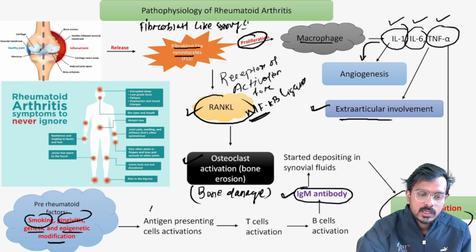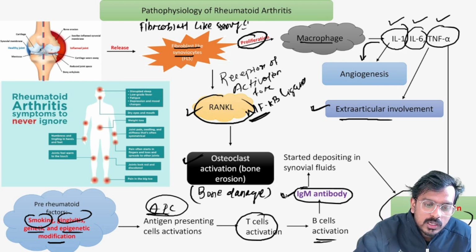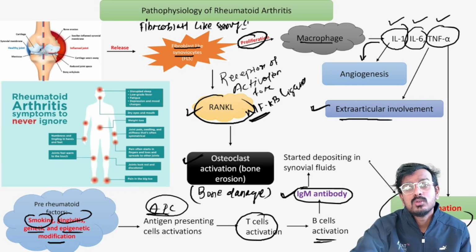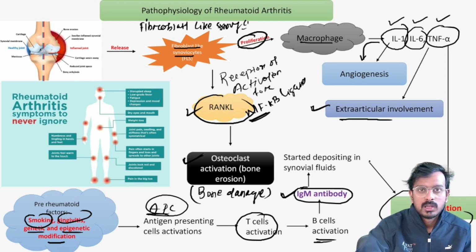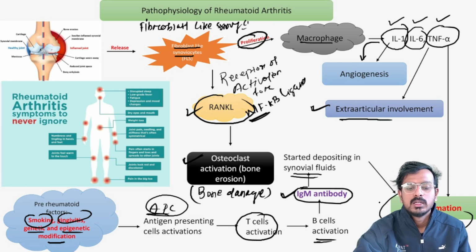That activates your APC, your antigen presenting cells, and ultimately the T cells. T cells activate B cells. B cells are going to release your IgM antibody. Just now I discussed that the immunoglobulin IgM acts as a crucial factor for development of rheumatoid arthritis. That's why physicians prescribe the test for detection of IgM antibody. If IgM antibodies are in the blood, there is a chance that the patient is suffering from rheumatoid arthritis. This IgM antibody starts depositing inside the synovial fluid and induces inflammation.